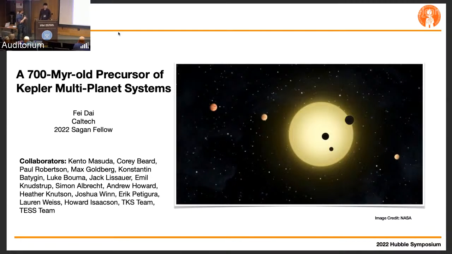Sure. Okay, great. So we're going to our next talk from Fei Dai about a 700 million year old precursor of the Kepler multi-planet system.